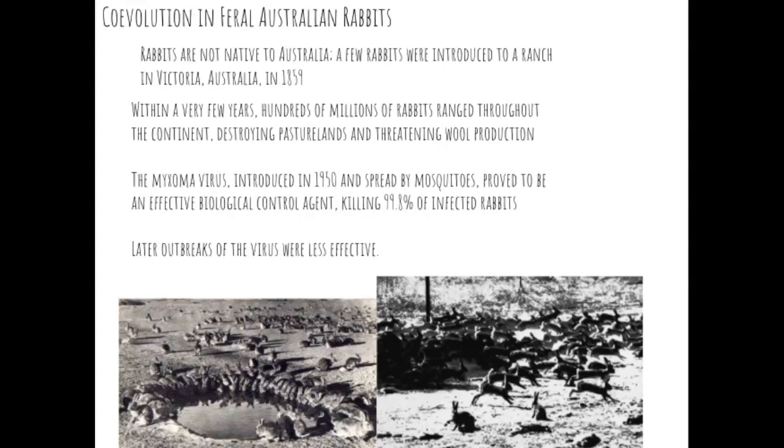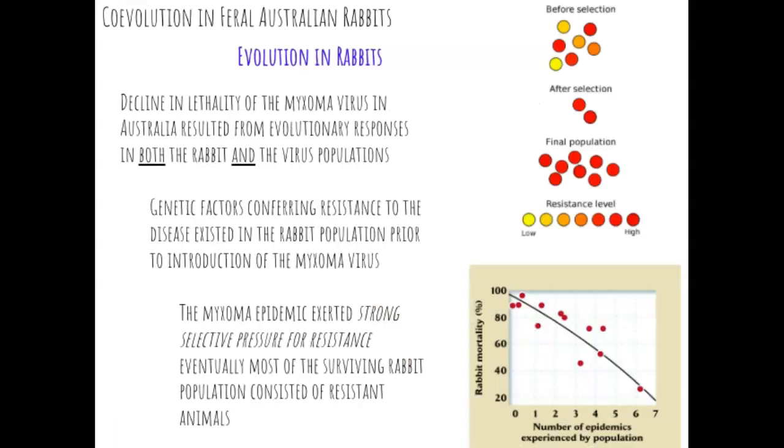Later, there were more outbreaks after this where the virus was less successful. So let's talk about why this might be. In coevolution, you have both the rabbits and the virus evolving through time. Up in the upper right-hand corner of your screen, you have a figure that shows something that should be really familiar to you at this point, where you have natural selection occurring.